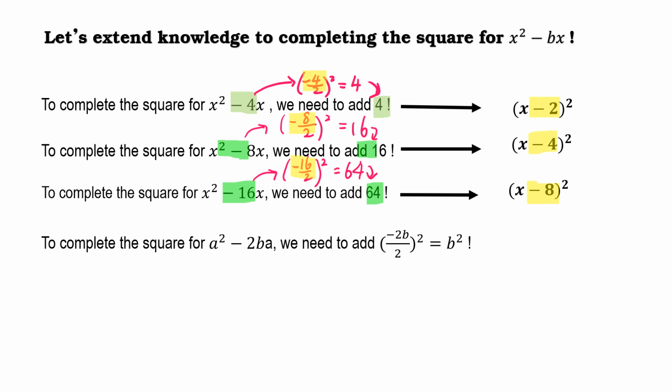Right, so if you have x squared minus bx, to complete it, what do we need to add? We need to add (negative b over 2) squared.